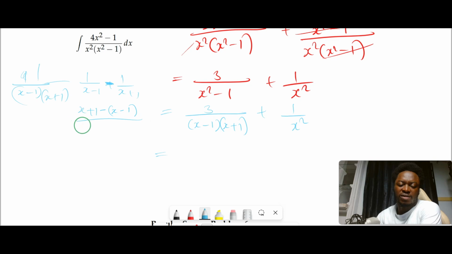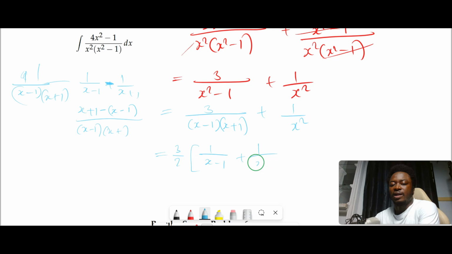So if you divide, you get x minus 1 and x plus 1, so that you get 2. So we should divide by half. So this is going to be 3 halves times 1 over x minus 1 minus 1 over x plus 1, plus 1 over x squared.